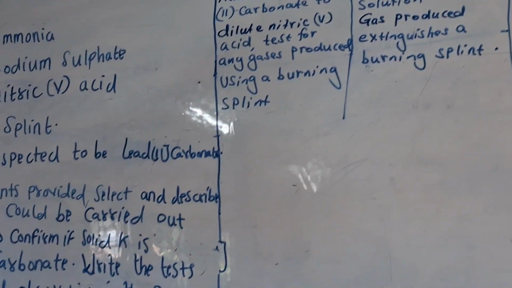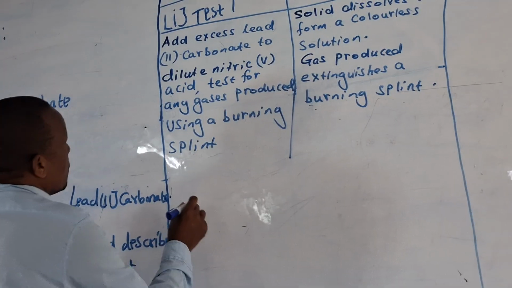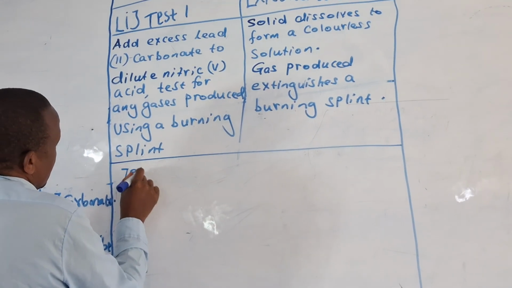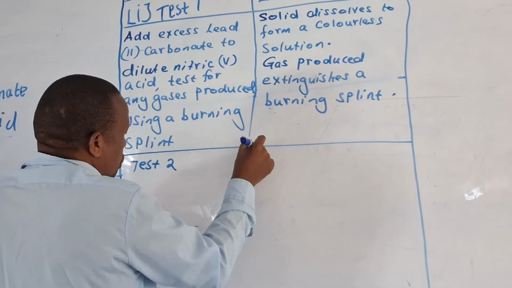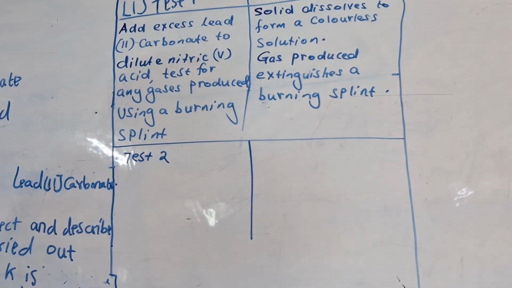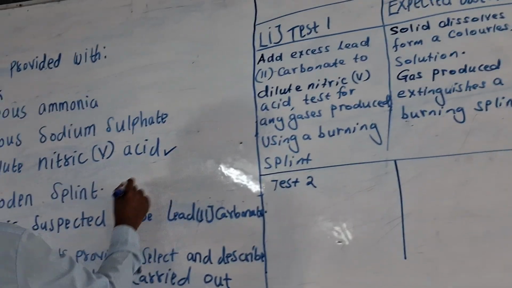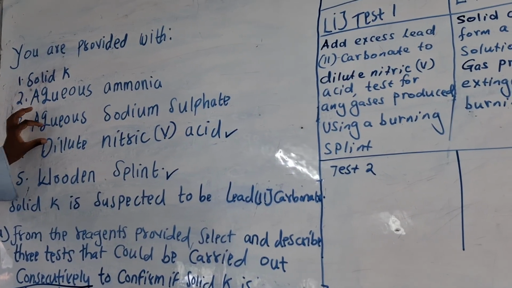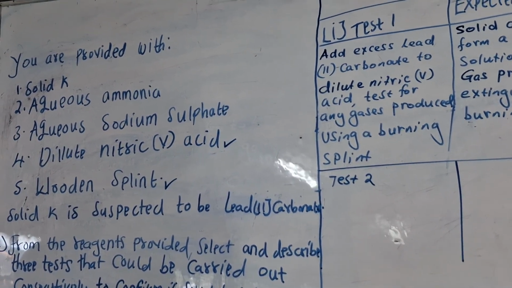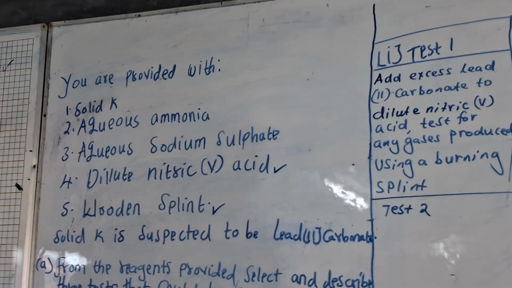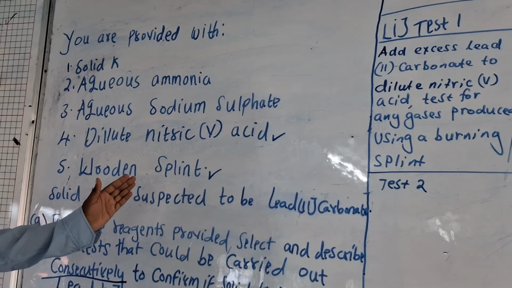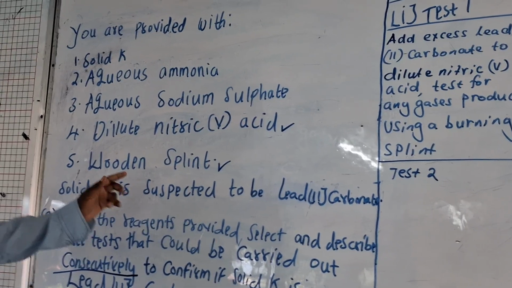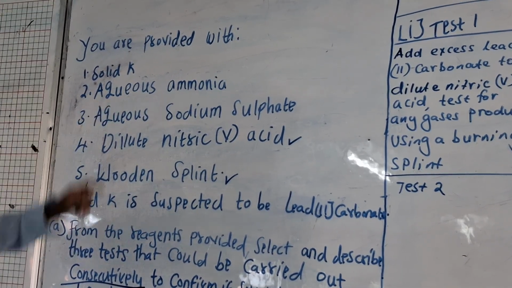Now for the second test, test 2. We are done with test 1 and now in test 2. What do you think we should do for test 2? We are already done with nitric(V) acid and the wooden splint. Which one will come first between aqueous ammonia and aqueous sodium sulfate? Aqueous ammonia. Suppose we start with aqueous sodium sulfate, okay? So we start with aqueous ammonia.